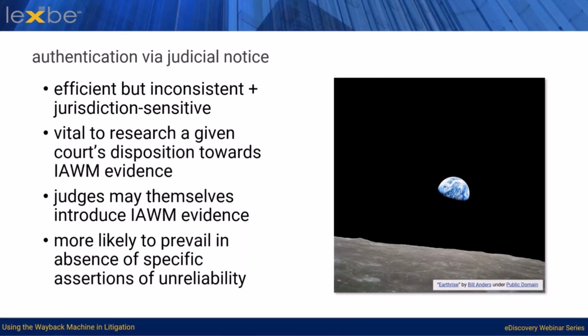Requesting judicial notice of Wayback Machine evidence is a fine strategy where a court or judge's case history suggests a favorable outcome, so it obviously helps to know how they've approached the question previously. All else being equal, it also helps when the opposing party hasn't made any specific assertions as to the unreliability of the presented evidence.